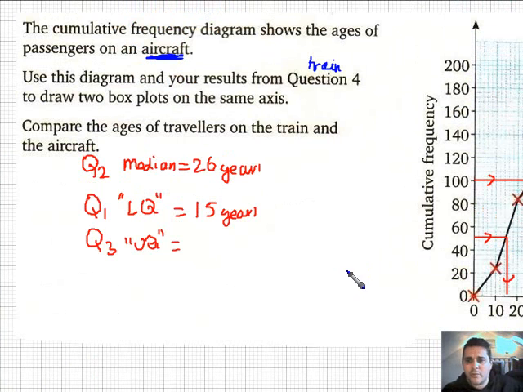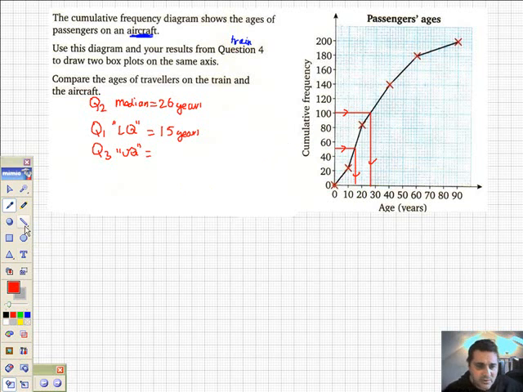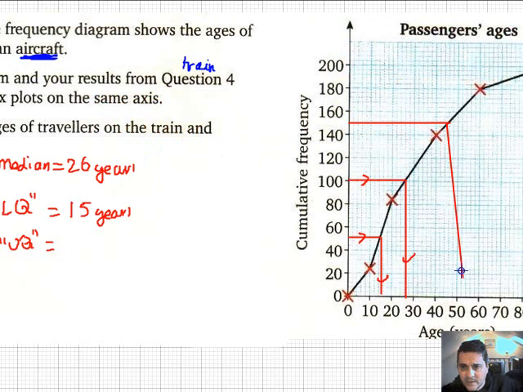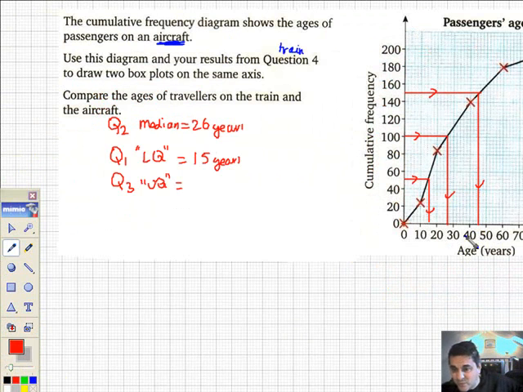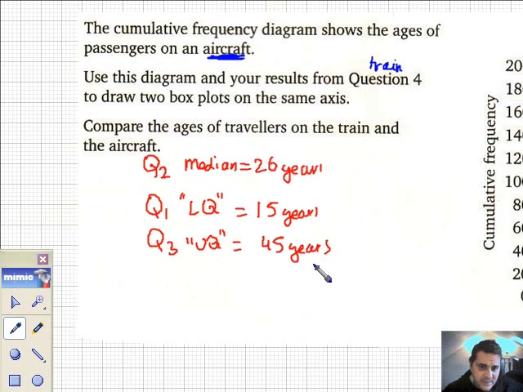Upper quartile, well, 3/4 of 200 is going to be 150. So let's just go to 150, 140, 160. 150 is about there. I'll do better with that one. Hit the line, come down, and that's that. Go across, hit the line, come down. Again, between 40 and 50, I'm going to make that 45 years of age. So that's all the data I need to make my box plot. And of course the IQR is going to be 45 take away 15, 30, but that will come up when I draw the box plot anyway.